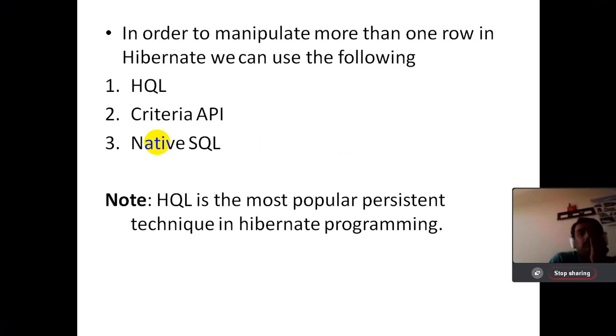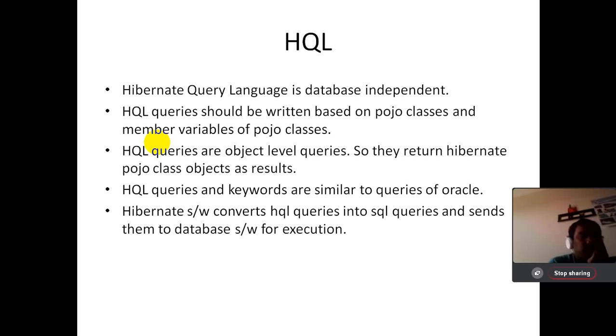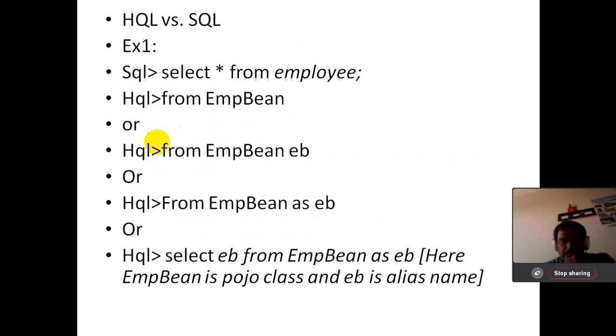HQL is the most popular persistence technique in Hibernate programming. Hibernate Query Language is database independent, and we query based on POJOs, not tables. Using HQL, we query on the POJOs. HQL queries are similar to SQL, Oracle SQL, and we had seen some sample examples of HQL. Select star from employee in SQL would be from Emp in HQL.